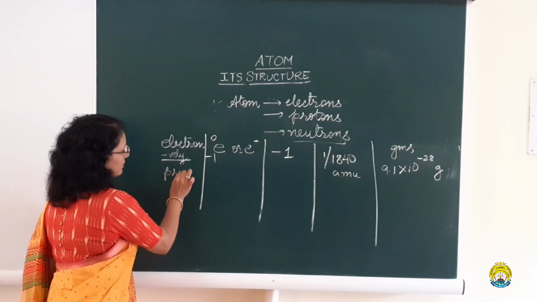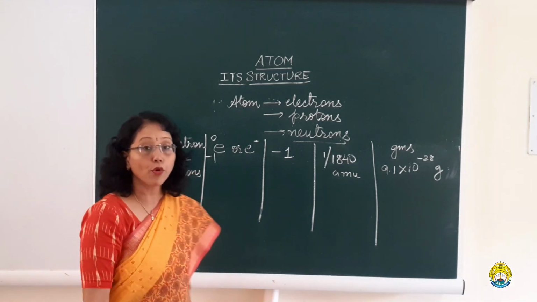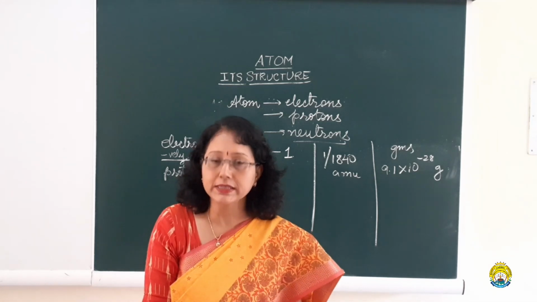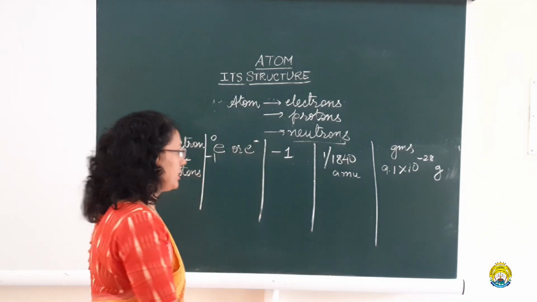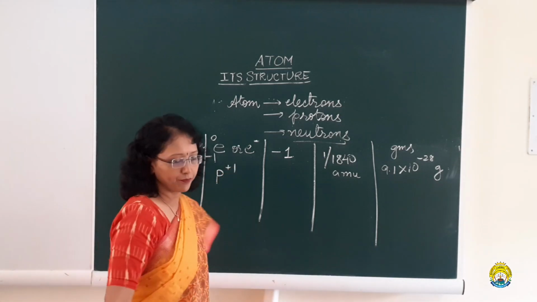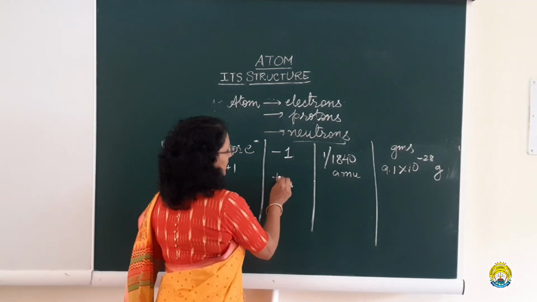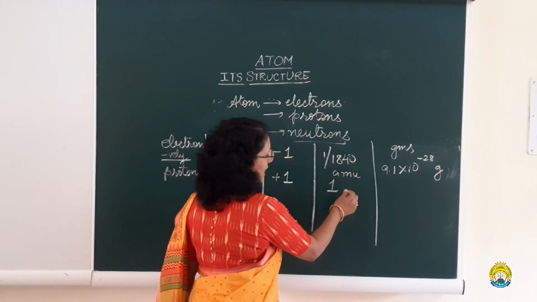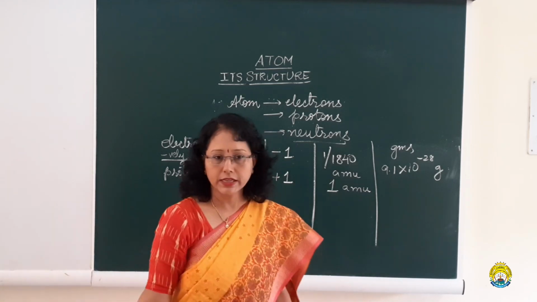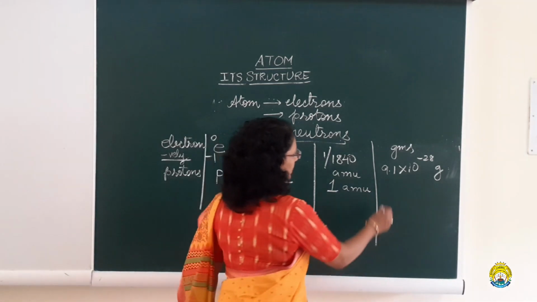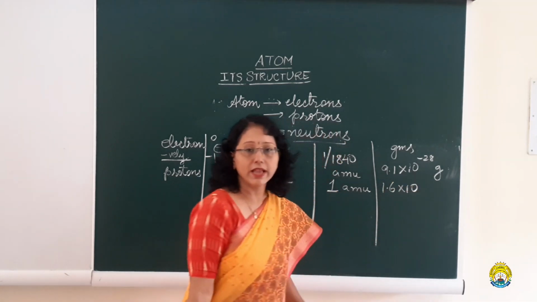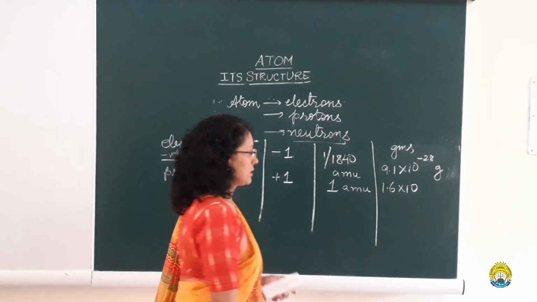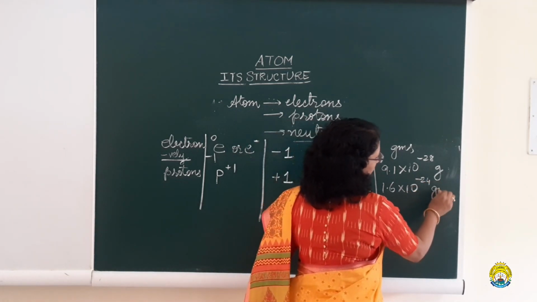Now the next subatomic particle present is the proton. As the name starts with P, you can remember protons are positively charged particles having a charge of +1, or it can be written as p plus. In terms of atomic mass unit, its mass is 1 AMU. In terms of grams, like the electron had a mass of 9.1 into 10 raised to power -28, protons have a mass of 1.6 into 10 raised to power -24 grams.